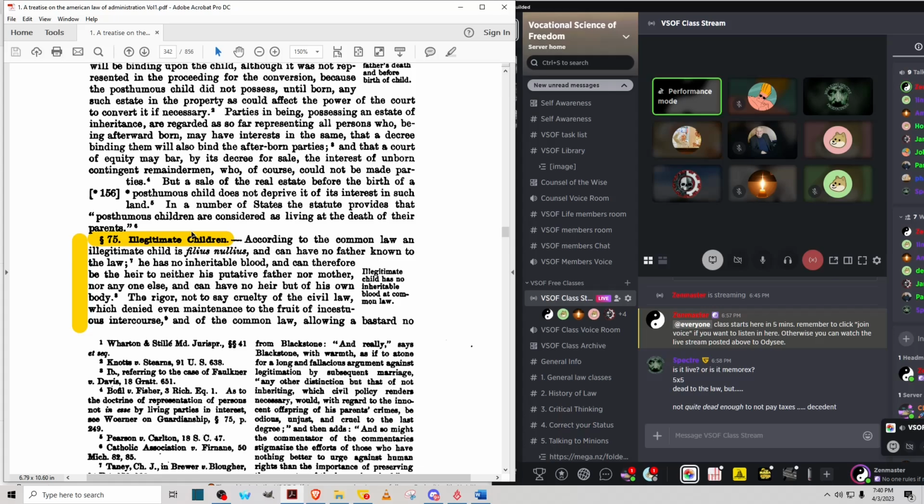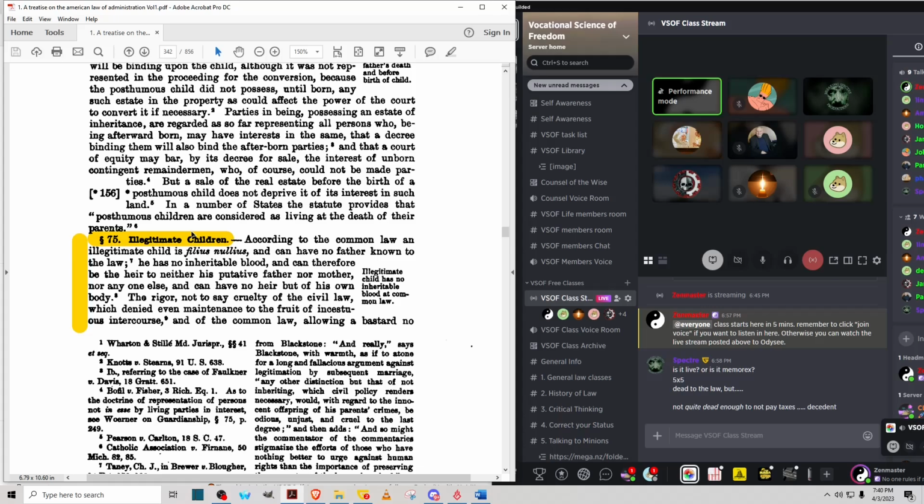Okay, so there's a few things to unravel there. So at common law, if you're considered a bastard, you don't have a father known at law, and therefore you have no inheritable blood. So that's why they do what they do on the birth certificate, to make it clear that it looks, by presumption, clearly that you're a bastard.